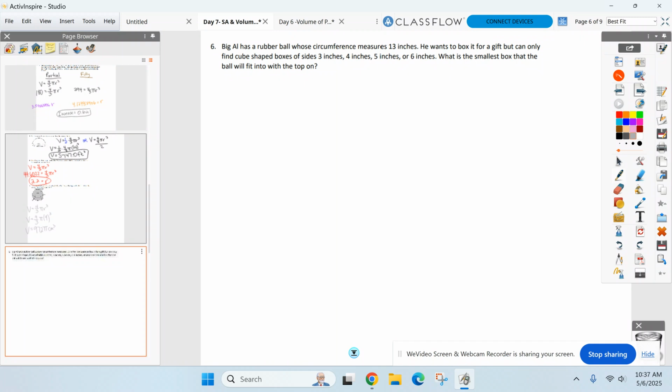Of course, our boy here, Big Al's got an issue. He's got a rubber ball with the circumference of 13. He wants to box it for a gift. Oh, what a gift, huh? A rubber ball. Who was a lucky person getting that? But he's only got cube-shaped boxes with 3, 4, 5, and 6-inch sides. What's the smallest box that he can fit that bad boy into? Well, probably first it would be nice to find the volume of the rubber ball.